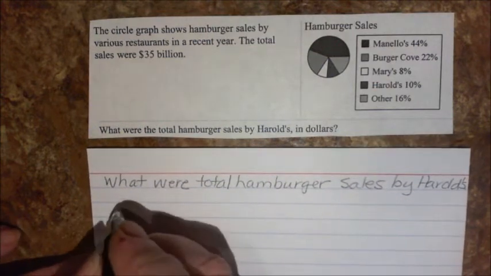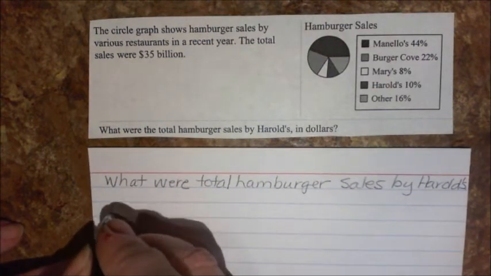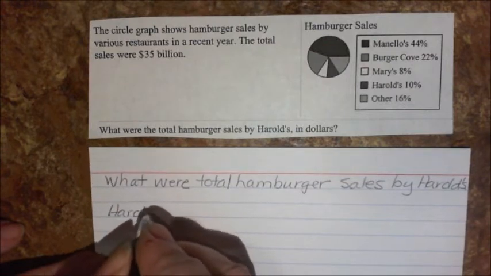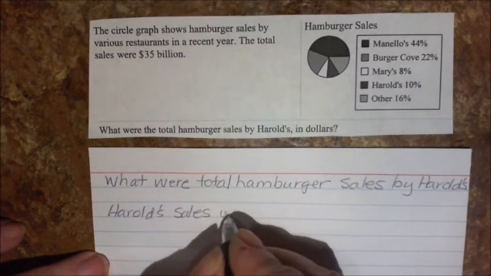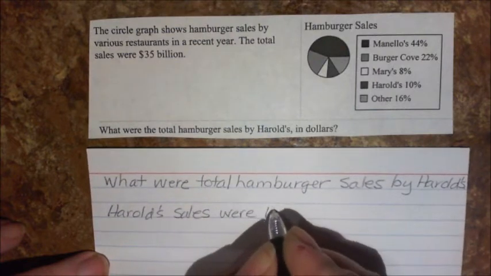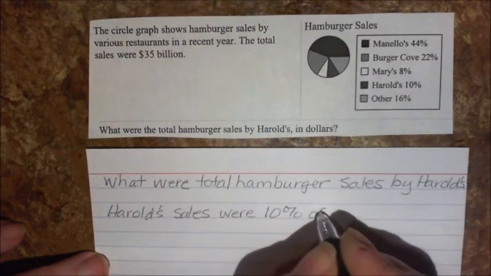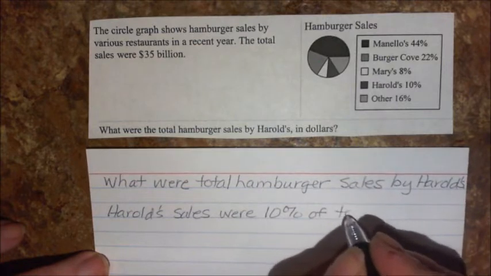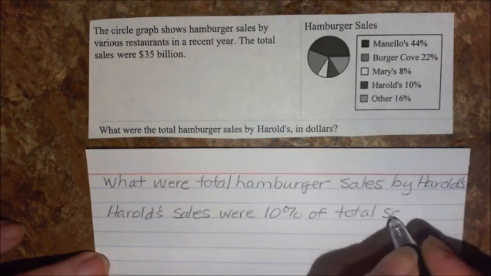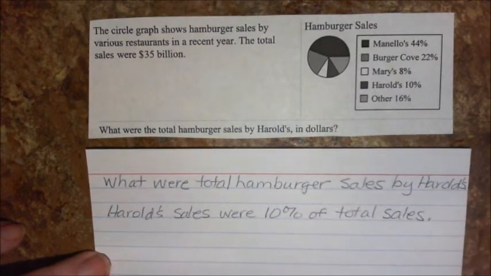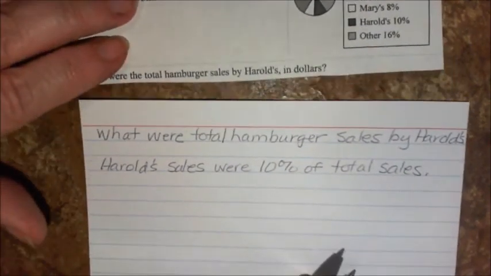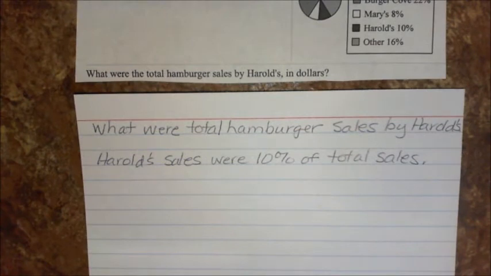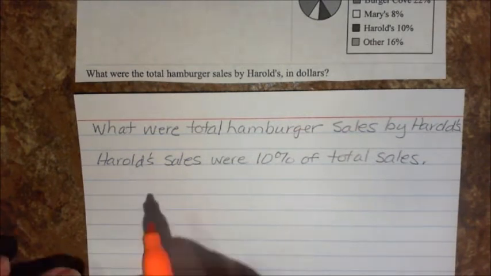We could say, Harold's sales were 10% of total sales. It's a pretty good sentence, and it has all the parts we need to translate like we've translated our other sentences. We had to write our own basic sentence this time.